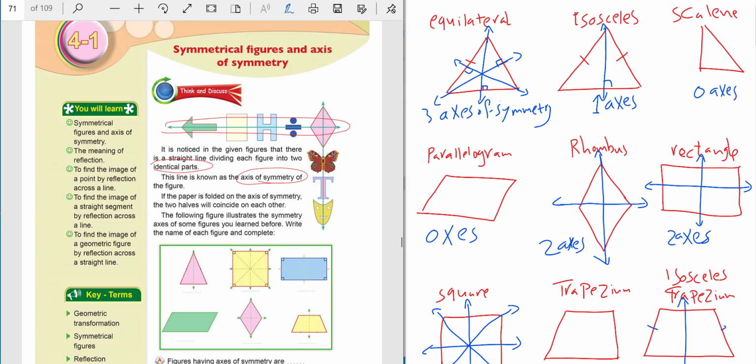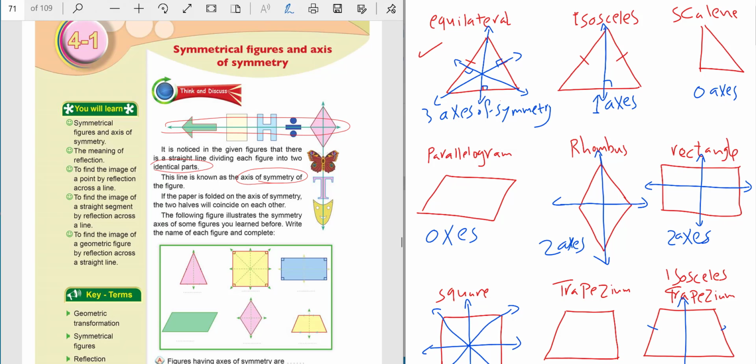We have some figures like an equilateral triangle. An equilateral triangle has three axes of symmetry, and an isosceles triangle has one axis of symmetry. A scalene triangle has zero axes of symmetry. We have some figures that have zero axes of symmetry, some figures that have one axis, and some figures that have more than one axis of symmetry.